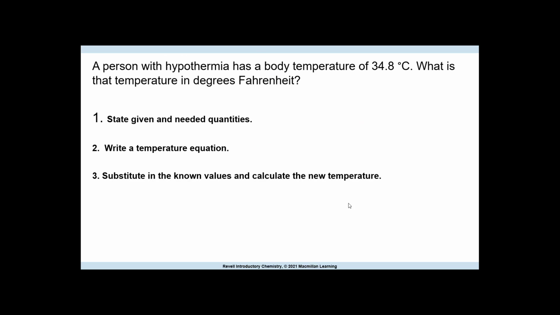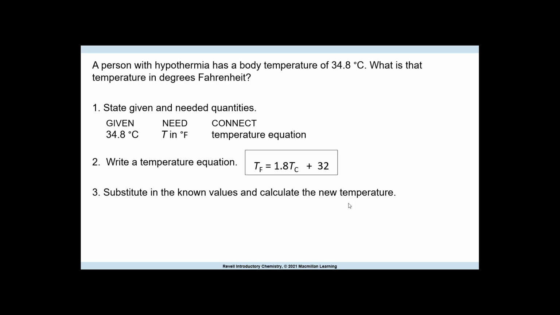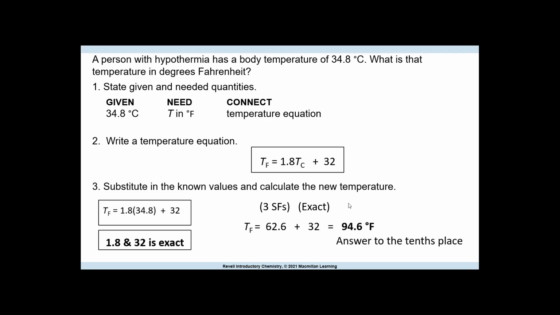Okay, a person with hypothermia has a body temperature of 34.8 Celsius. What is that temperature in degrees Fahrenheit? So we need to state the given and needed quantities, write a temperature equation, substitute in the known values, and calculate the new temperature. So what do we have? We are given 34.8 degrees Celsius. We need the temperature in Fahrenheit, and we need a temperature equation. So here's our temperature equation. I'm going to use 1.8 times the Celsius temperature plus 32, and that will give us our temperature in Fahrenheit.